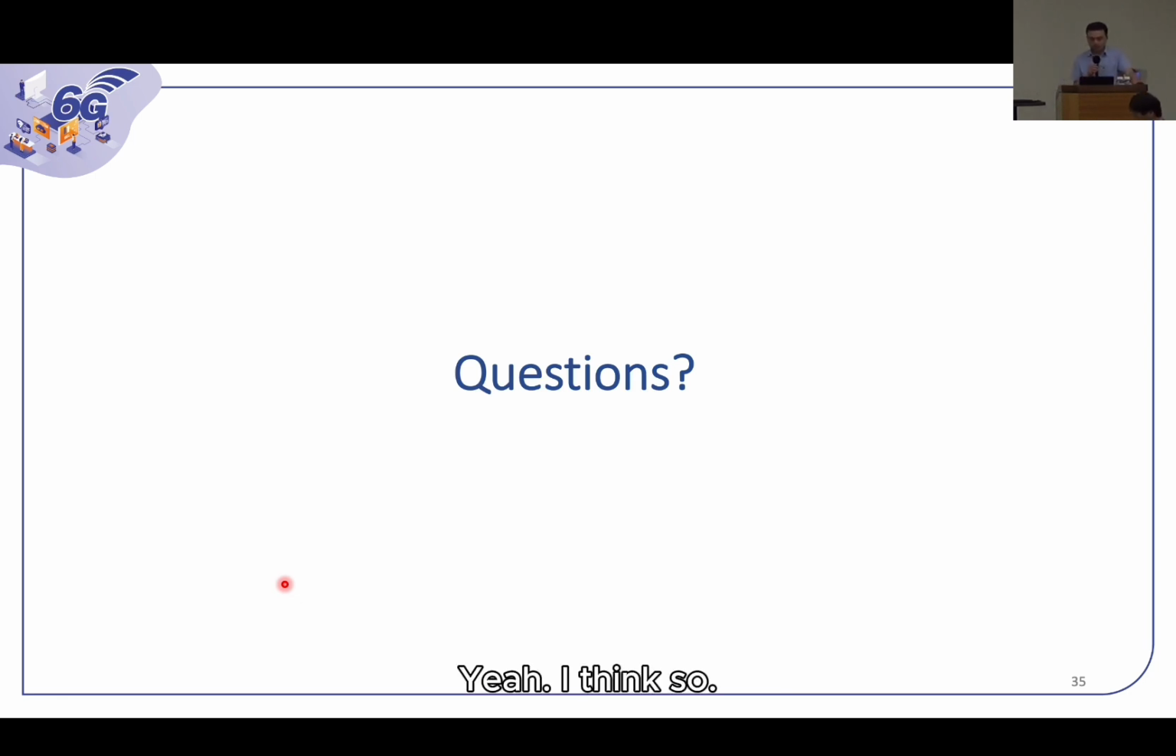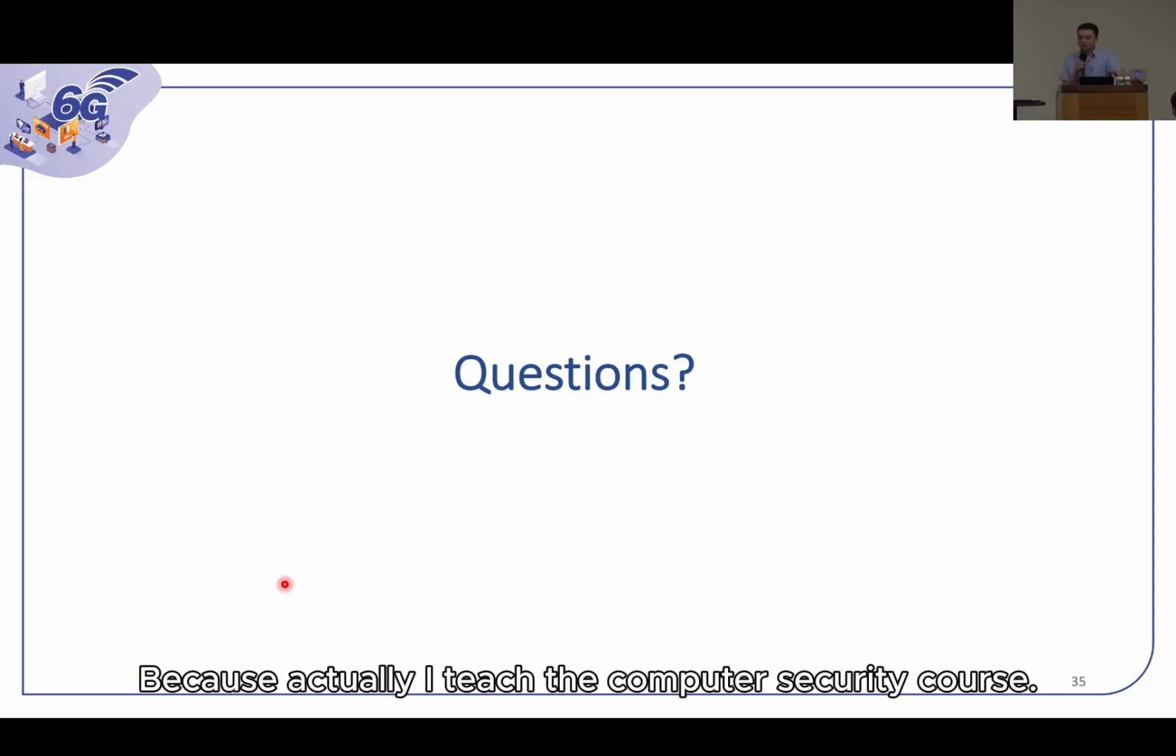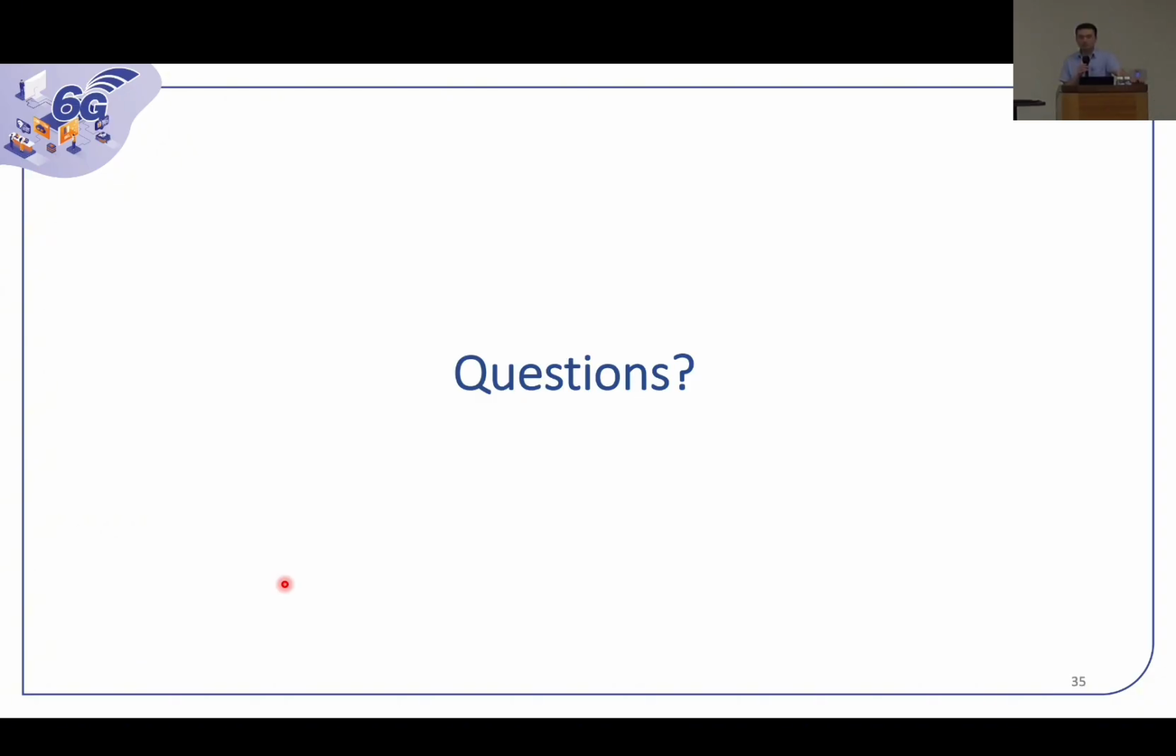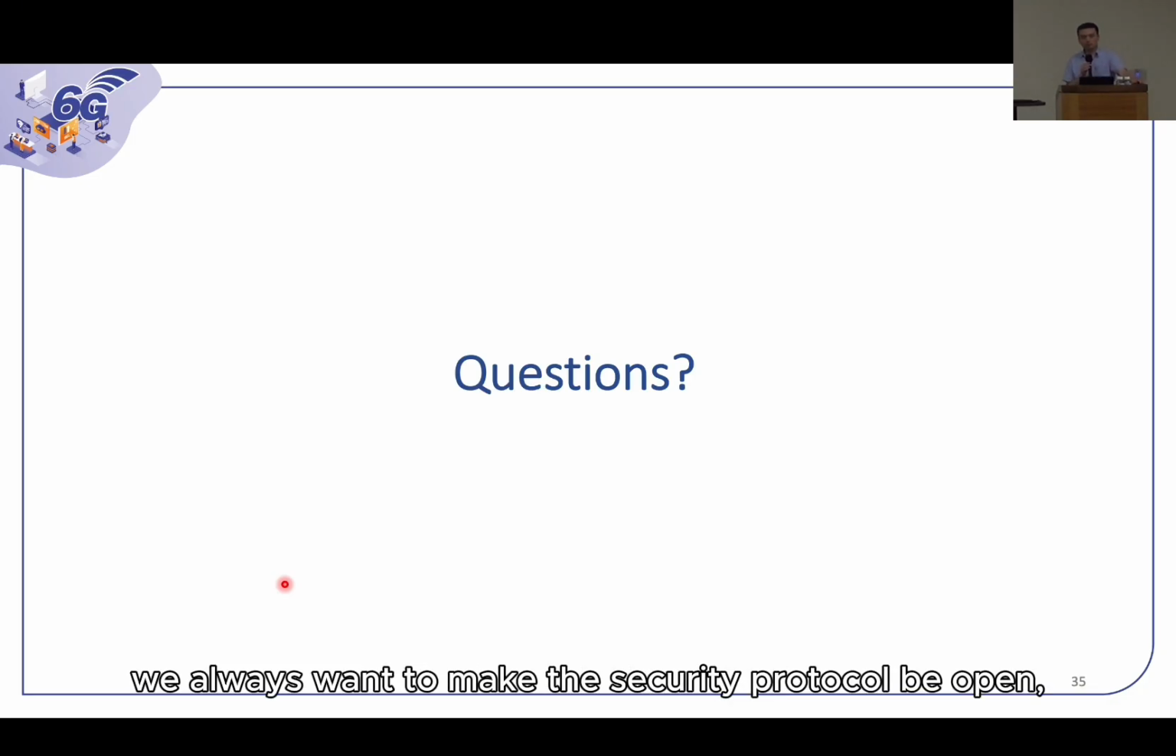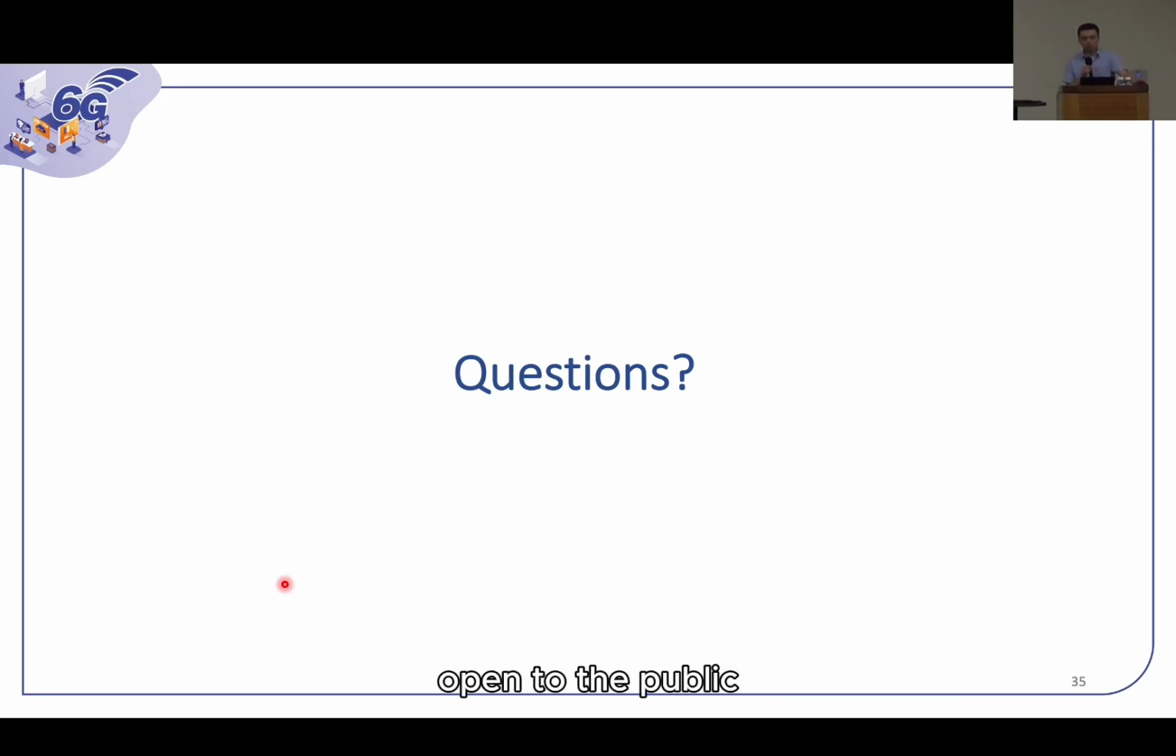Yeah, I think so, because I teach a computer security course. One design principle in the security area is that we always want to make the security protocol open to the public. For example, the AES encryption method or SHA, these kinds of algorithms are always open to the public. Once we open them to the public, researchers and attackers will try to study these protocols. Once a long time passes, for example 10 years or 5 years, and no one has claimed any vulnerability in these protocols, then we can consider them secure.